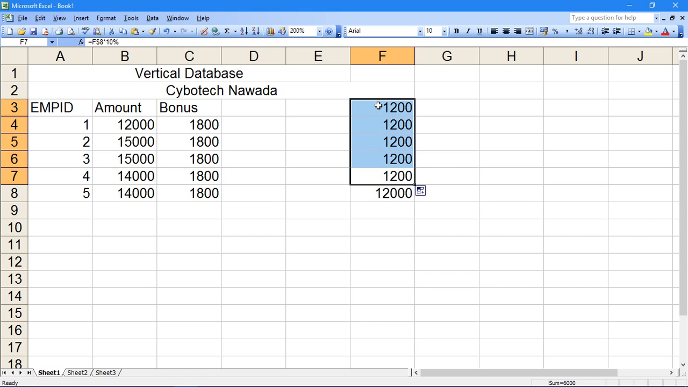The row number remains fixed. Originally it was 8, and in each and every cell it is 8. Suppose here I am writing equal if $8 into 34%. Okay, this is fine.